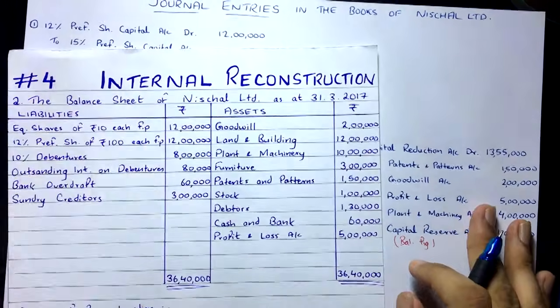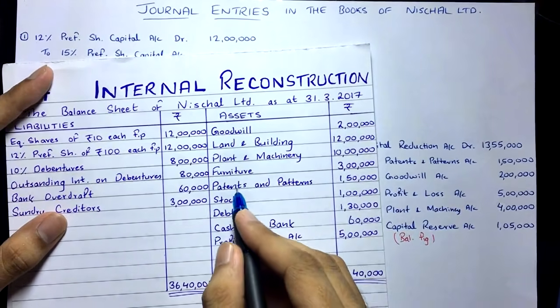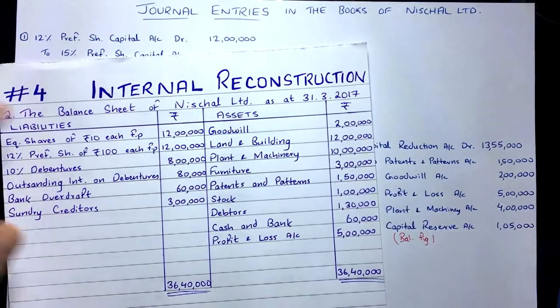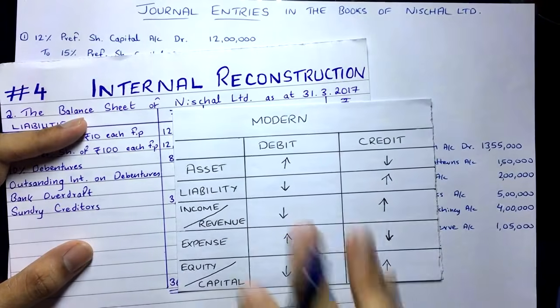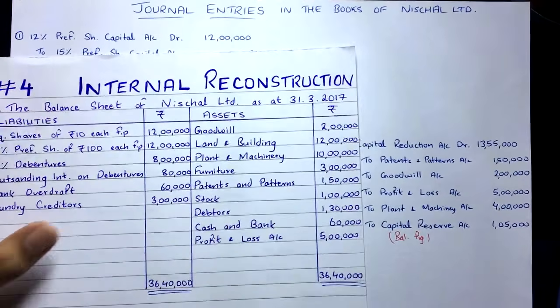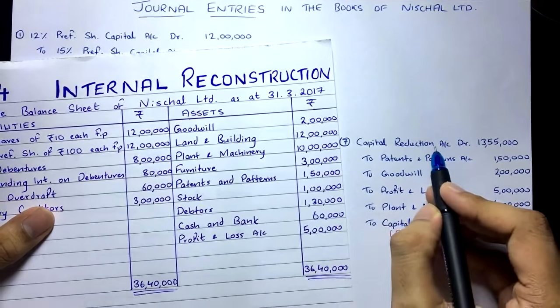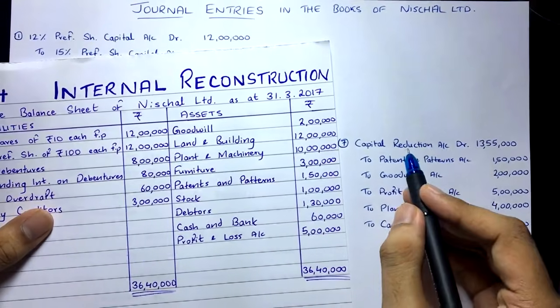So see here, what we have to write off, whether said in the question or not, you have to write off the intangible and fictitious assets, right? Goodwill and patents, 2 lakh, 1 lakh 50. Now these are assets. To write off the asset, to reduce the asset, you have to credit them. Simple as that. So capital reduction account debit. You are closing it off, cancelling the capital reduction account now. This was a temporary account which we opened just for internal reconstruction. Now we have to close this account.